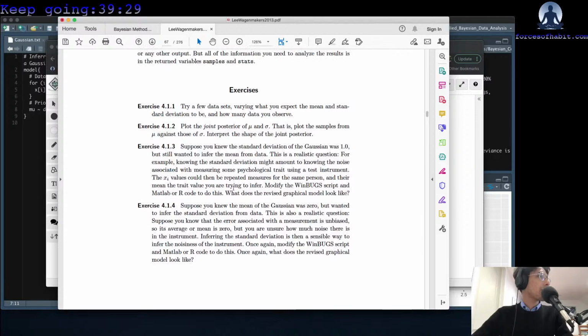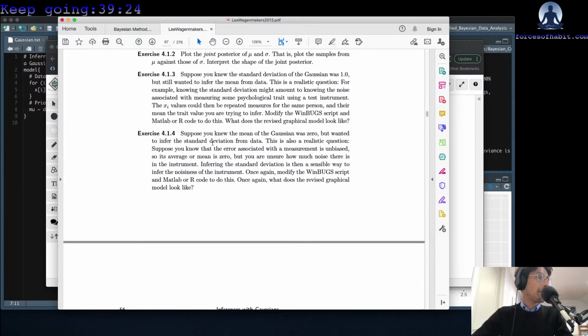So suppose you knew that the mean was zero, but wanted to infer the standard deviation. Suppose you know that the error associated with a measurement is unbiased. So the average mean is zero, but you're unsure.